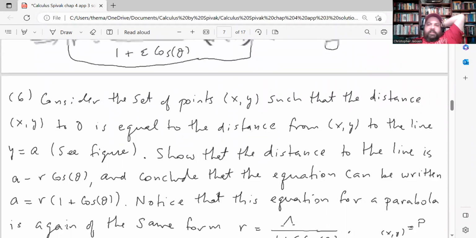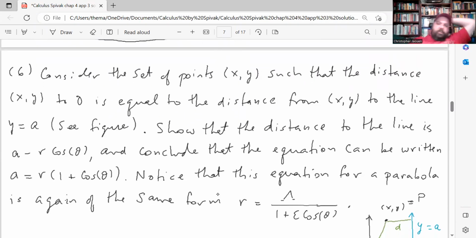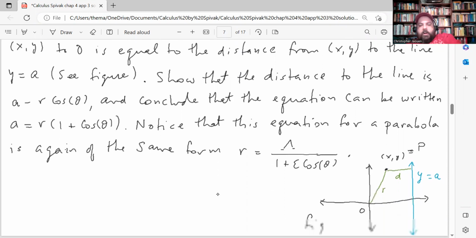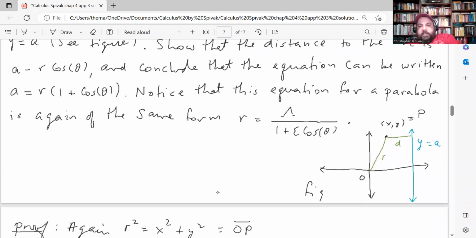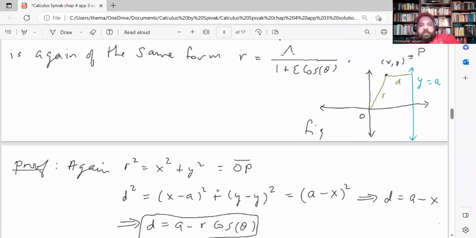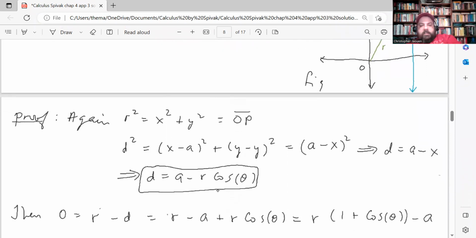Consider the set of points such that the distance from xy to 0 is equal to the distance from xy to the line y equals a. See the figure, so that's what I showed. Show that the distance to the line is a minus r cosine theta, and conclude that the equation can be written a equals r times 1 plus cosine theta. Notice that this equation for a parabola is again the same form, r equals lambda over 1 plus epsilon cosine theta. So again, using the distance formula, it's relatively straightforward.